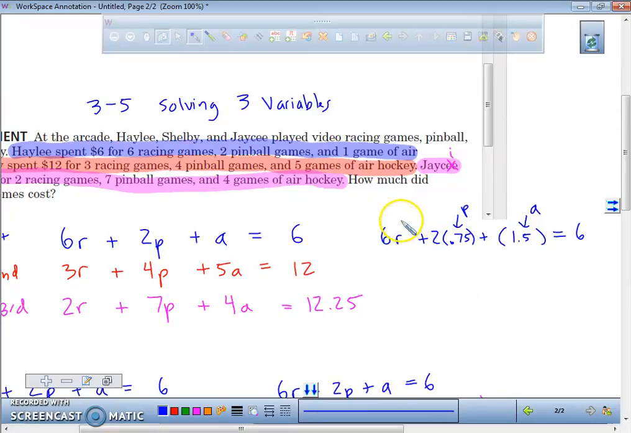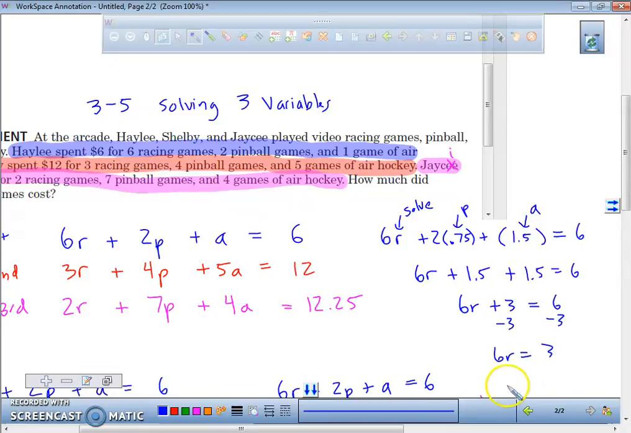So right now we're solving for r. Solve for r. So we have 6r plus $1.50 plus another $1.50 equals 6. 2 times 0.75 is $1.50. What do $1.50 and $1.50 add up to? That's $3. Subtract 3 from both sides. 6r equals 3. r equals a half, but more importantly, 50 cents.